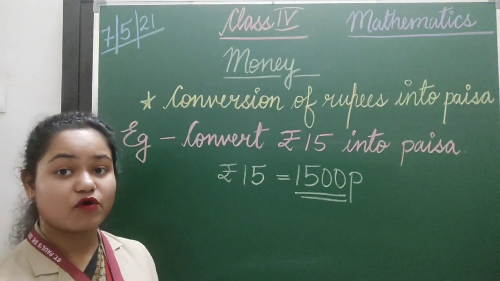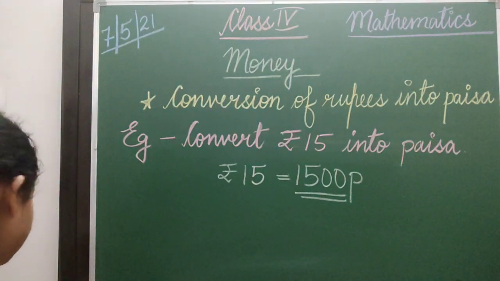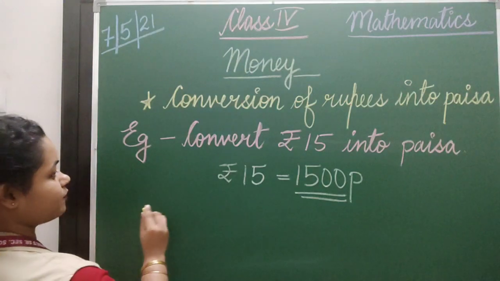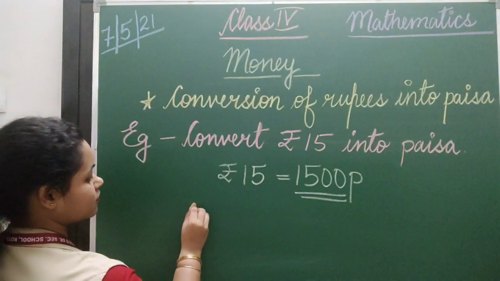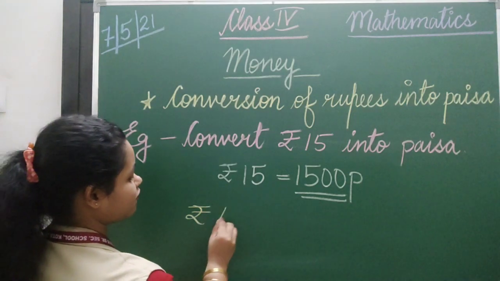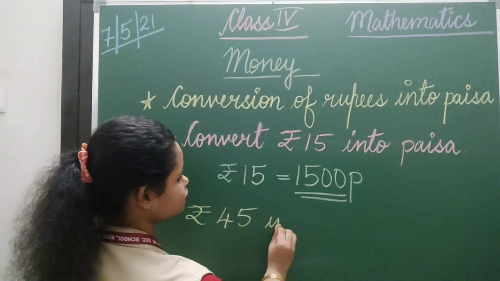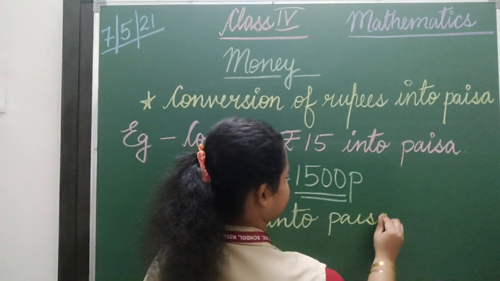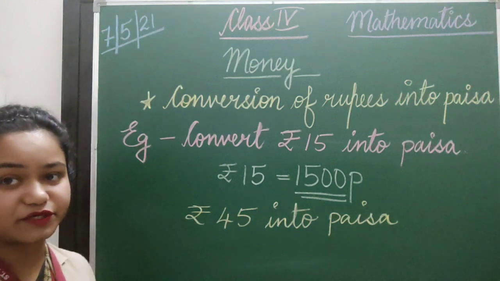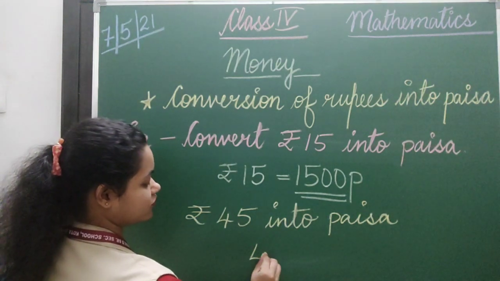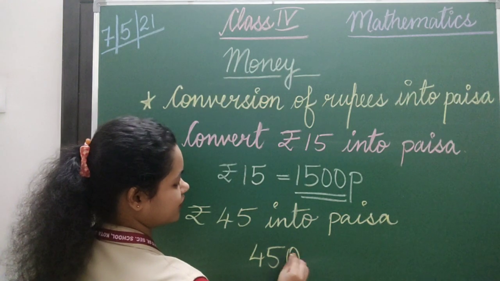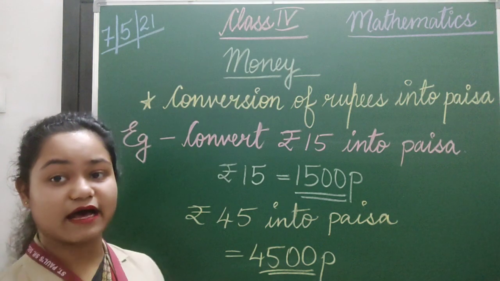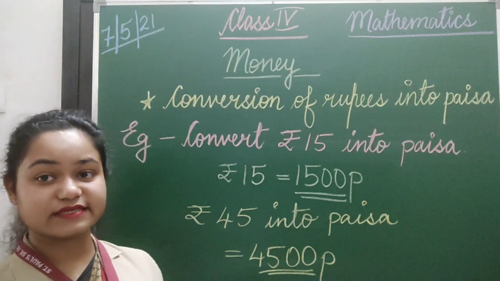Understood? Now, for example, if I say convert rupees 45 into paisa. Direct method. What you will do? You will write 45, behind it you put 2 zeros, and paisa. So this is your answer. Understood? So this is a short trick.